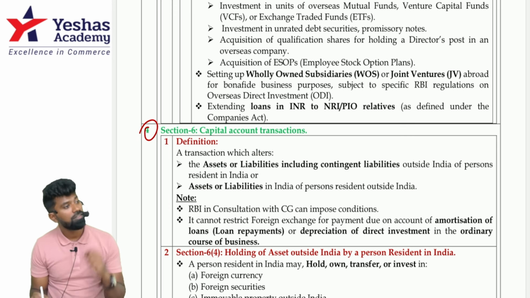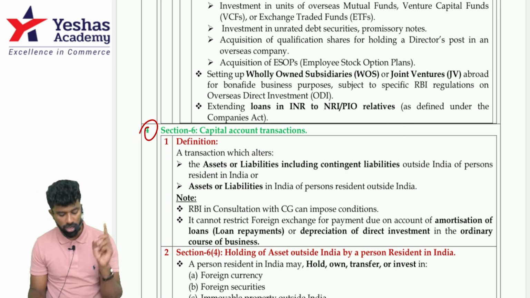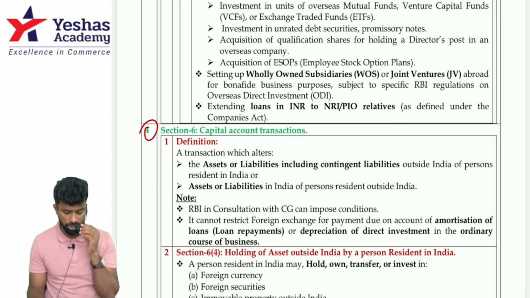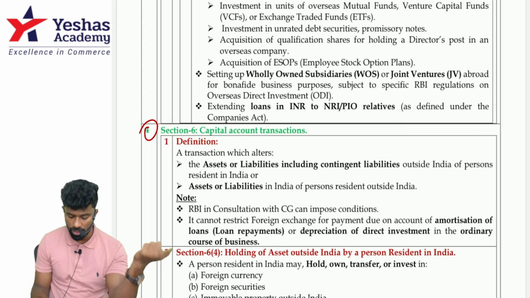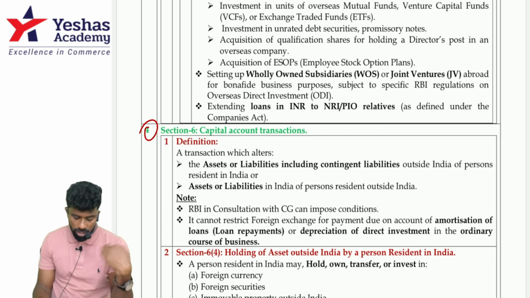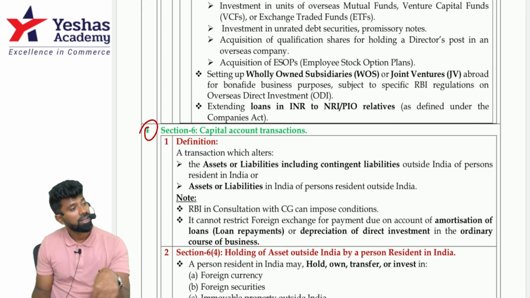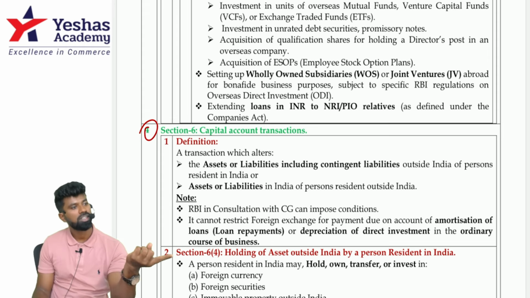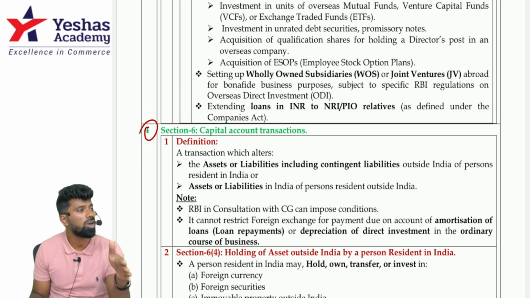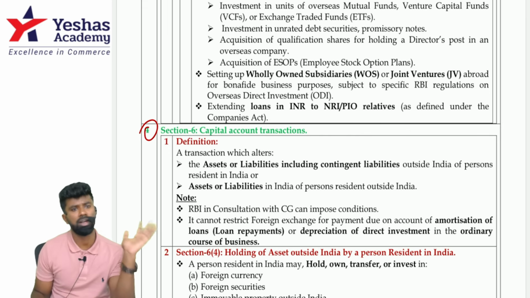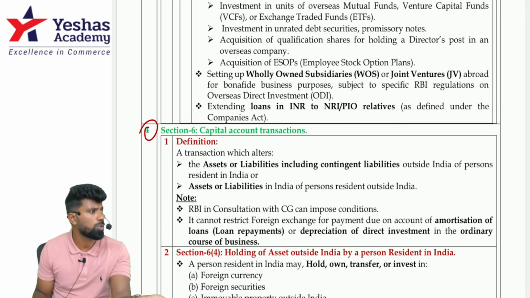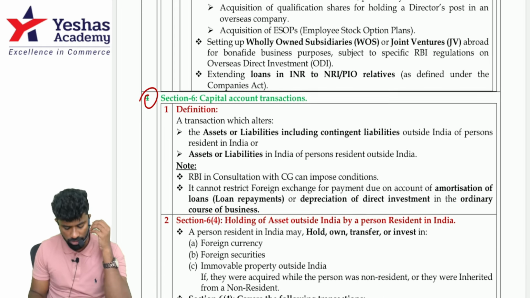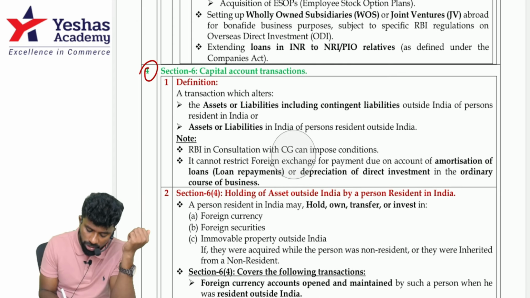A transaction which alters assets or liabilities, including contingent liabilities, outside India of a person resident in India, or assets or liabilities in India of a person resident outside India. That is called what transaction? Capital account transaction. And we already discussed what is a current account transaction. Any transaction other than what transaction is called what transaction? Current account transaction. Who can impose restrictions on capital account transactions?